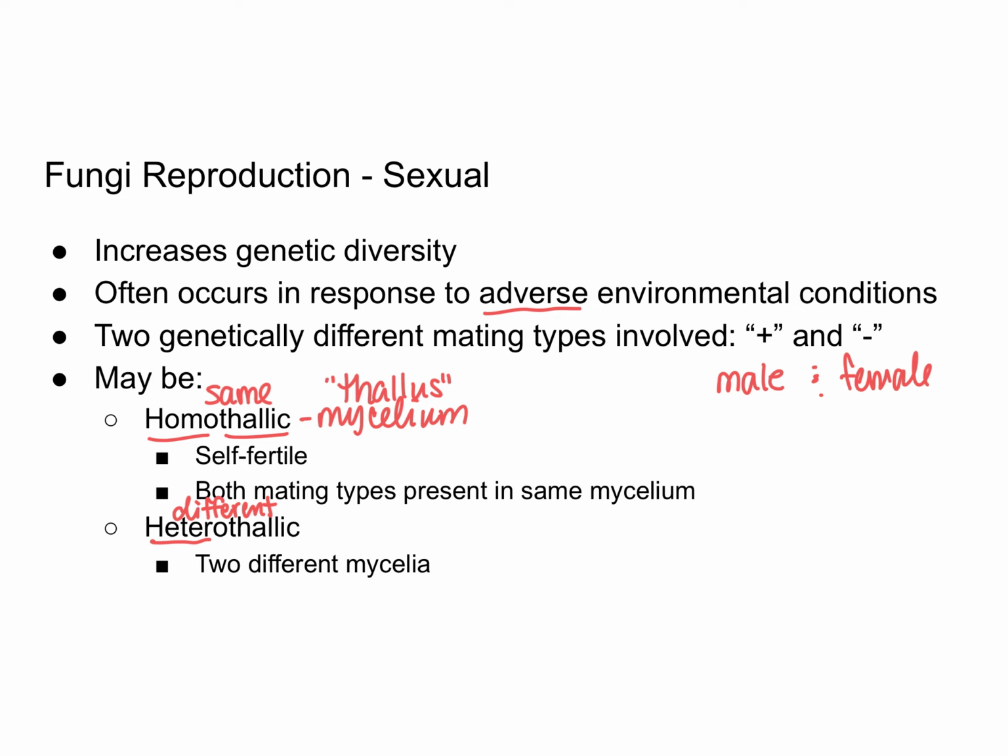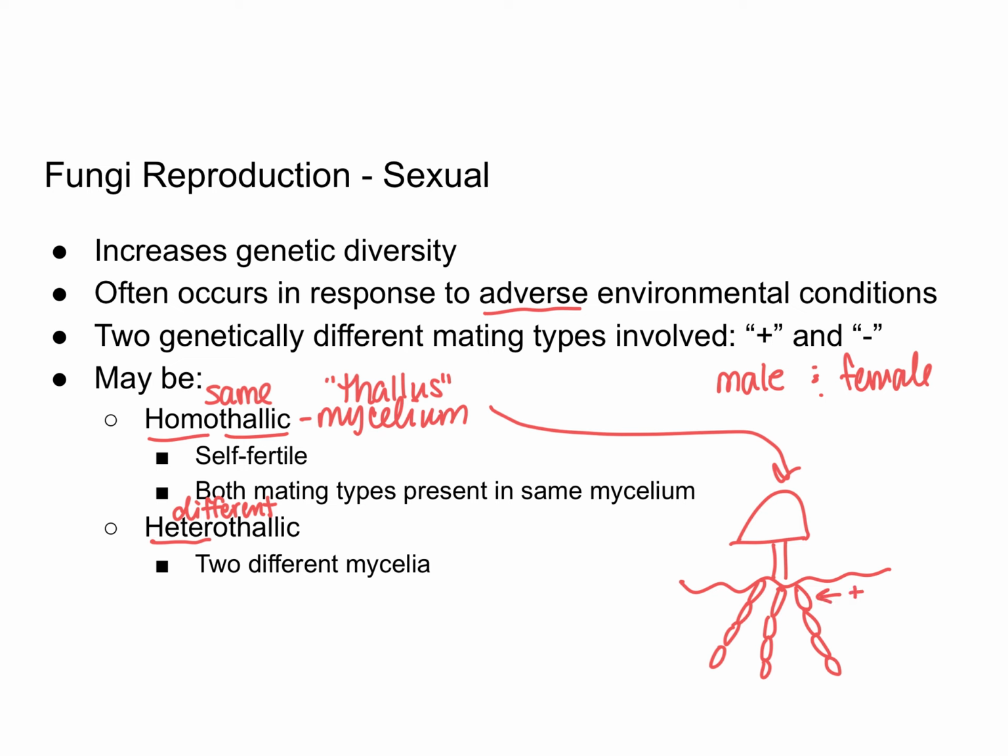So to draw this out, let's look at the homothallic first. Remember, we've got our mushroom, and then we've got our hyphae underground. And these hyphae are making up the mycelium. Now, some of the cells in this mycelium might be the plus mating type, and some might be the negative mating type. And so homothallic fungi can essentially produce cells from these two different mating types that can merge together in order to form a cell that has the different types of genetics.